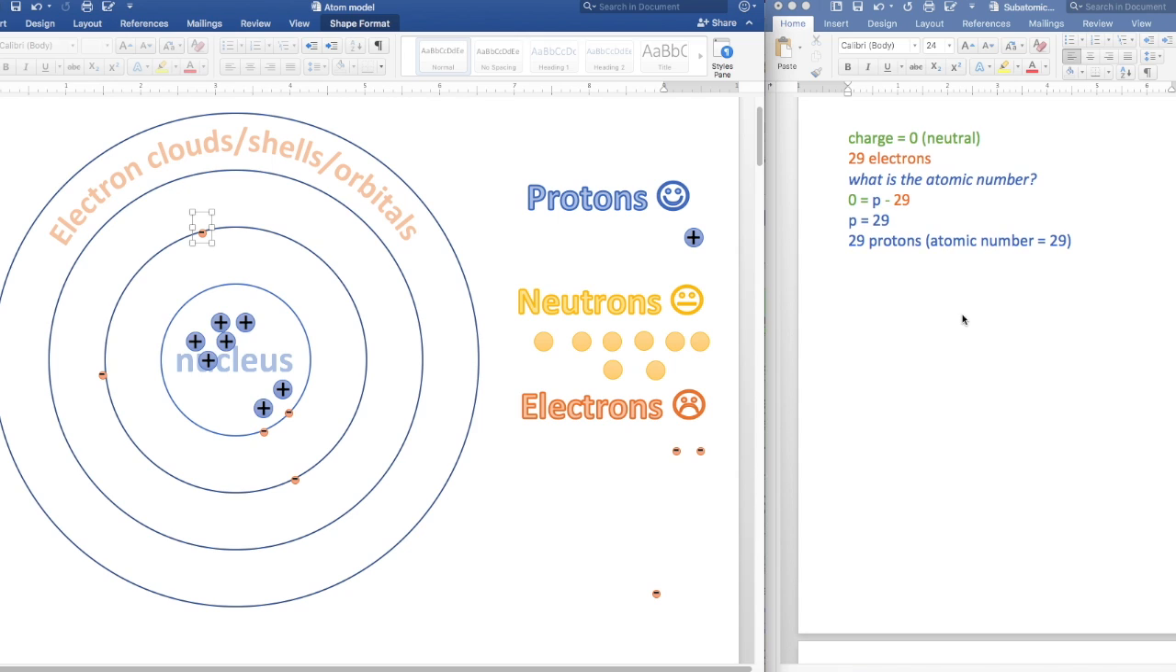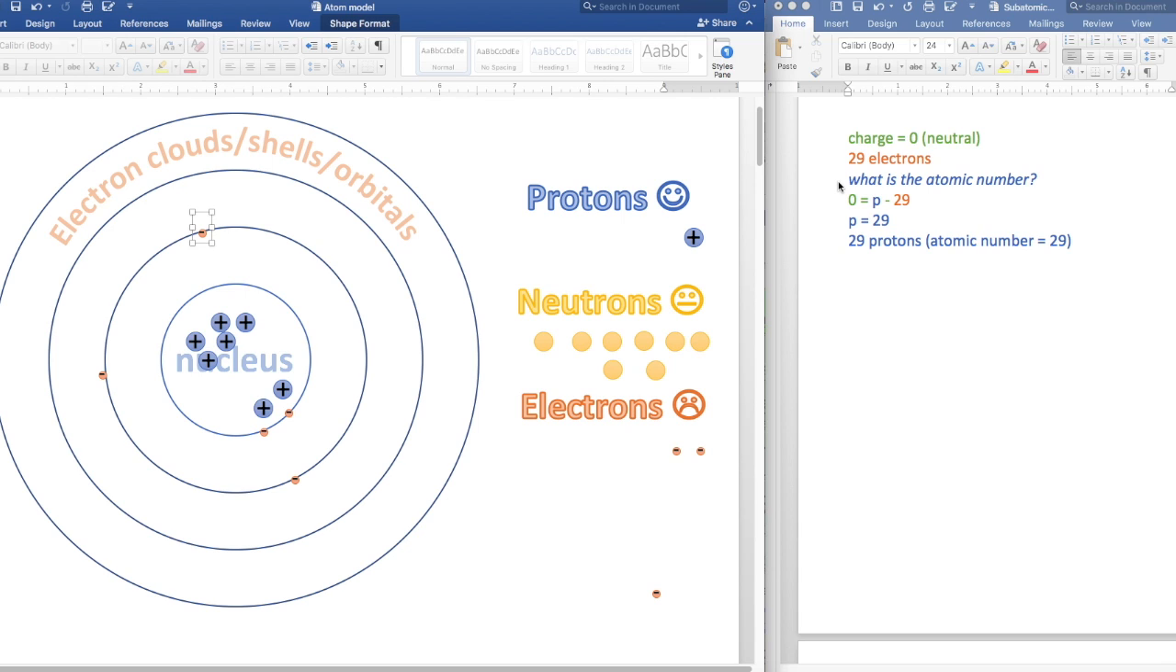Okay, so also it can be larger numbers, where you could still draw it out if you're more comfortable doing that. But when the numbers are larger, it's just easier to use the equation. So anytime the charge is neutral, then you know you have the same number of electrons and protons.